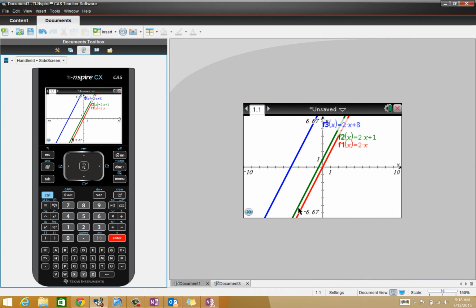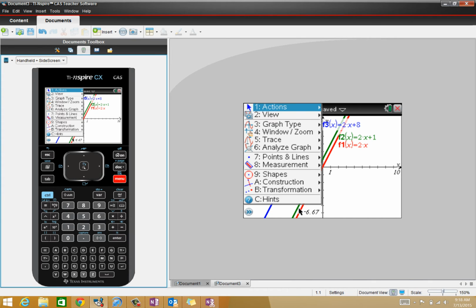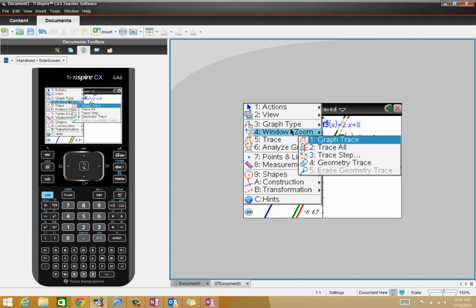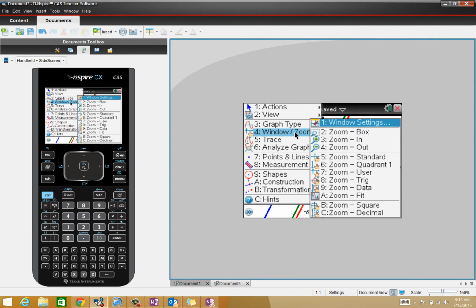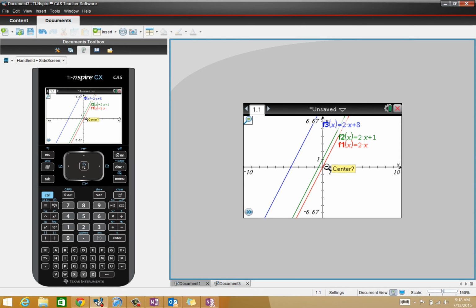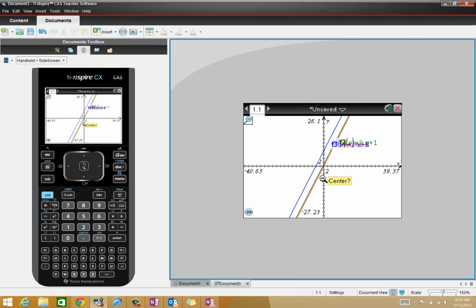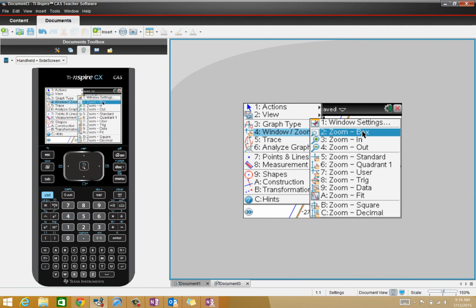There you go. Now, I'm going to do something really bizarre here because I'm trying to teach you how to use a calculator. I'm going to go to menu and I'm going to go to Window Zoom, and we're going to zoom out, and we're going to do it again. Maybe I'm going to zoom in just once more though.